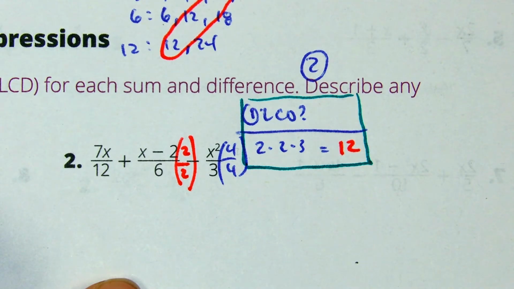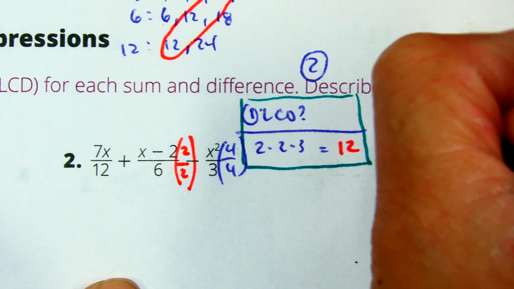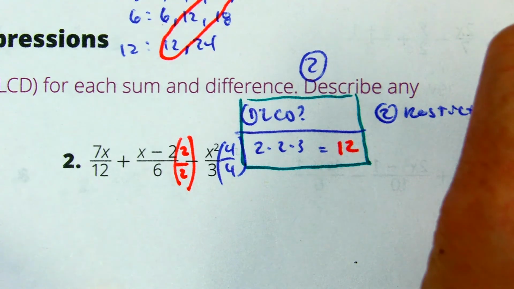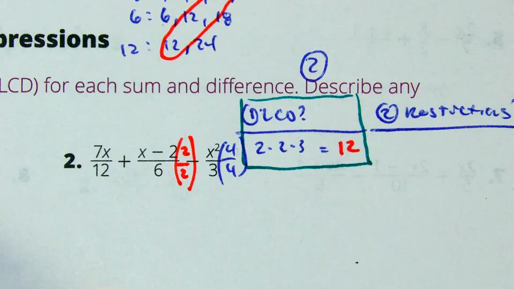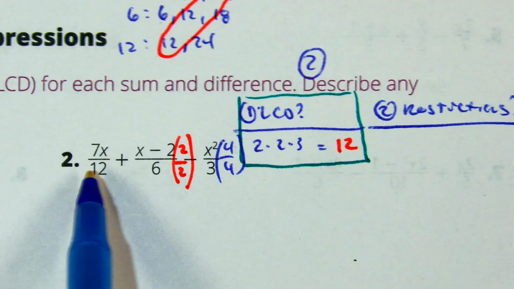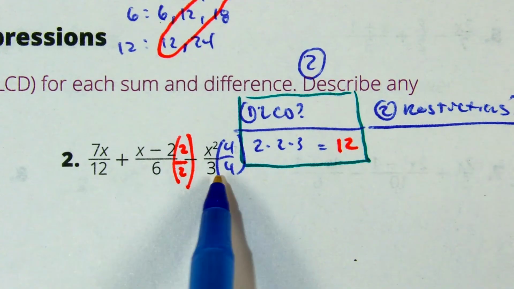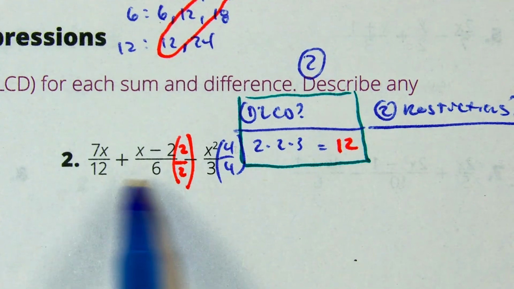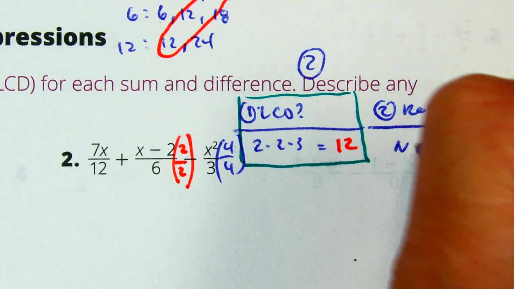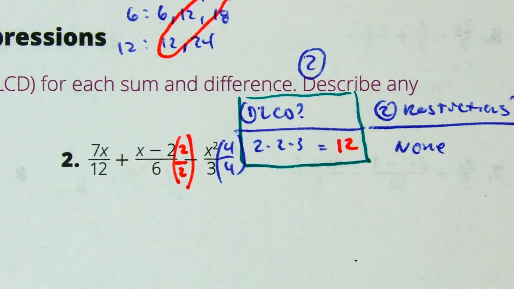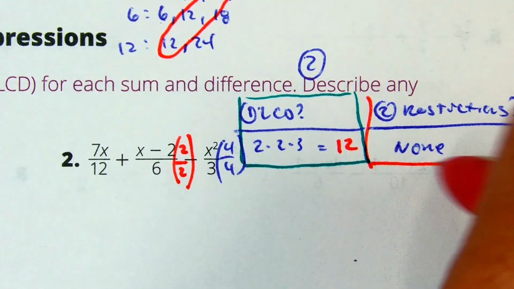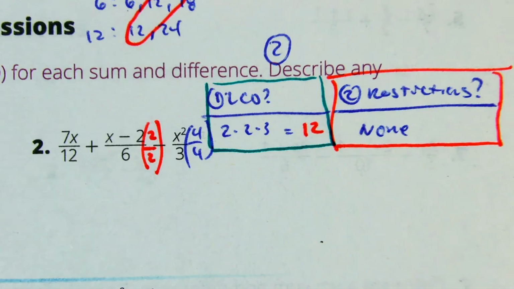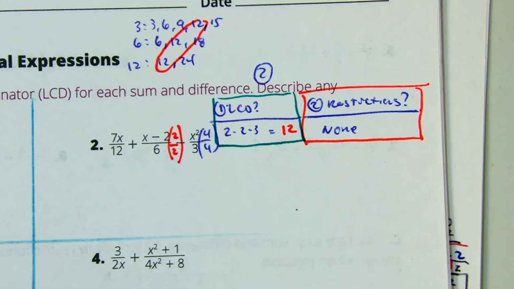The second question is the restrictions. Describe any restrictions on the value of x. Class, do you have any variables on the bottom there? Are there any x's? X squareds? No. So there's no variables, so we would say there's no restrictions. There are none. This problem doesn't ask us to add or subtract, but you kind of see we're going towards that direction.